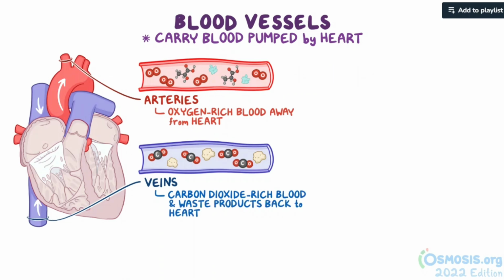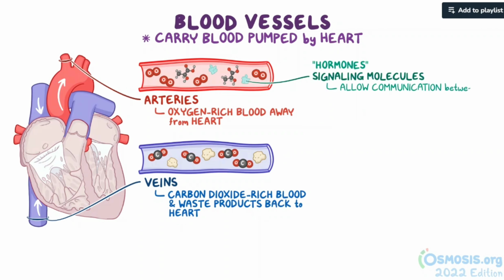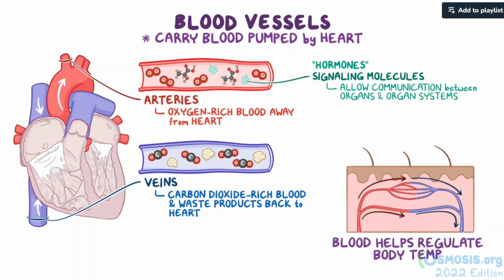The blood running through these blood vessels also carries signaling molecules, called hormones, which allow for communication between organs and organ systems. Lastly, blood helps regulate body temperature. For example, when it's really cold outside, the blood vessels lying close to the skin constrict to reduce blood flow, saving the heat within the body.